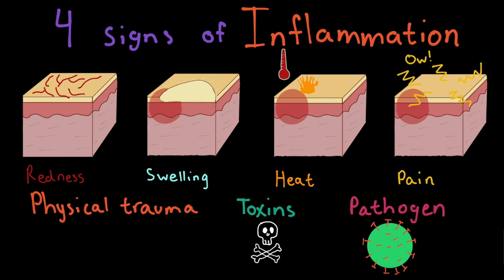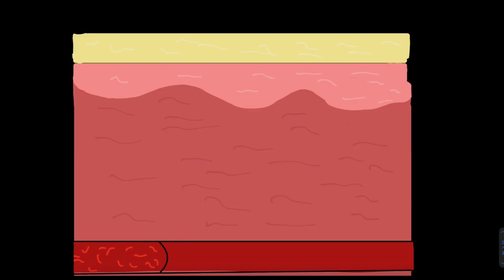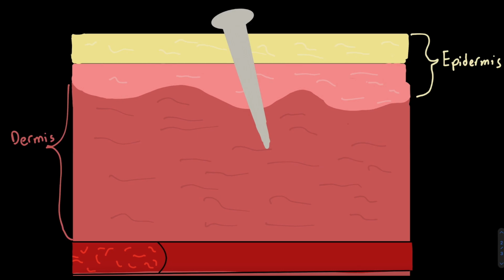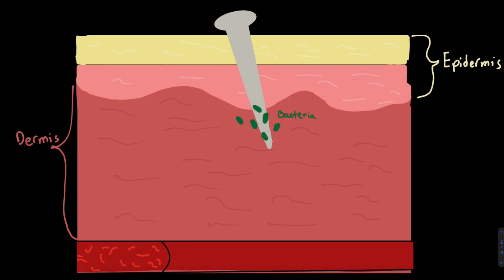Inflammation usually occurs from physical trauma, toxins, or the entering of pathogens. So let's just say you accidentally step on a dirty nail. That nail has now pierced through the epidermis into the dermis layer of the skin. At this point, the nail has passed the first line of defense, which is your skin. The nail will most likely have bacteria such as the Staphylococcus bacteria, which will enter the dermis.